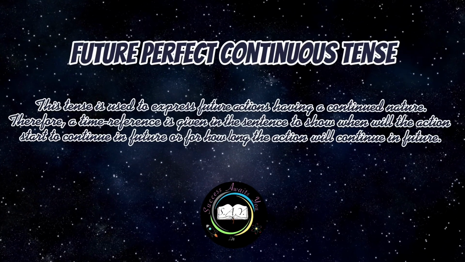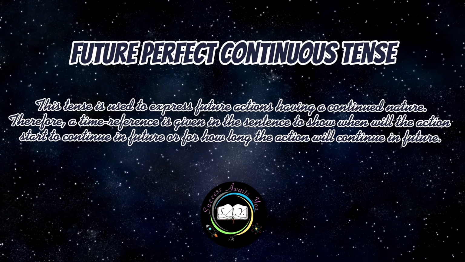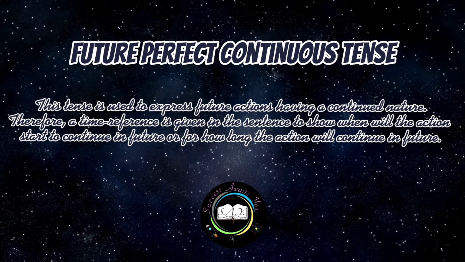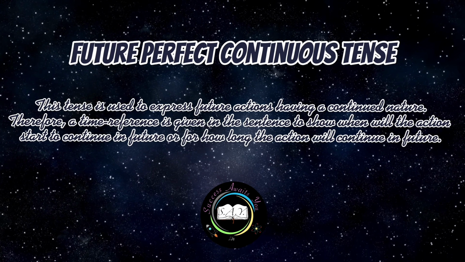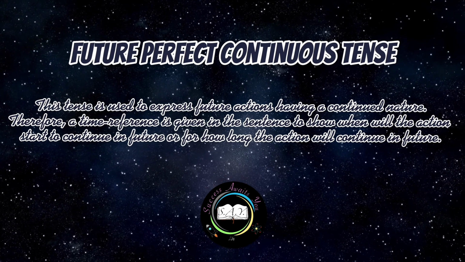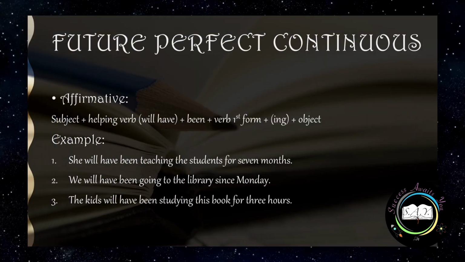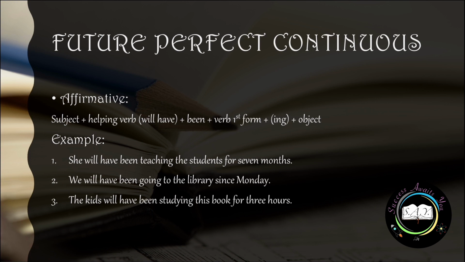Next is future perfect continuous tense. It states the actions which are assumed to occur in future and to continue for some more or less specific time in future. The specific words since and for are used in the sentence to show the time of action. The structure for future perfect continuous affirmative is subject plus helping verb will have been plus verb first form with ing plus since or for plus time.